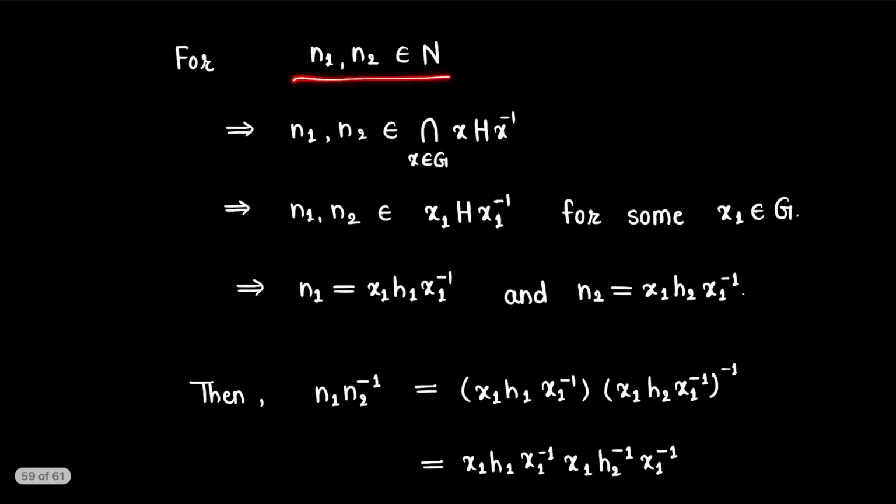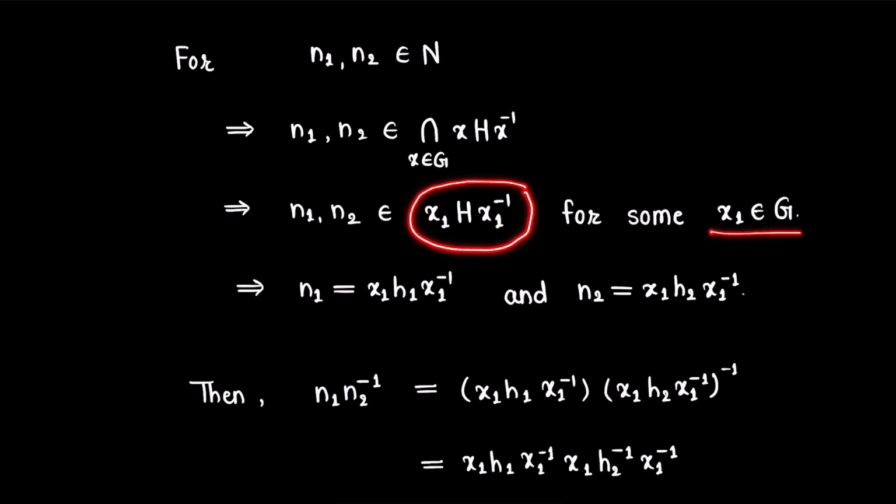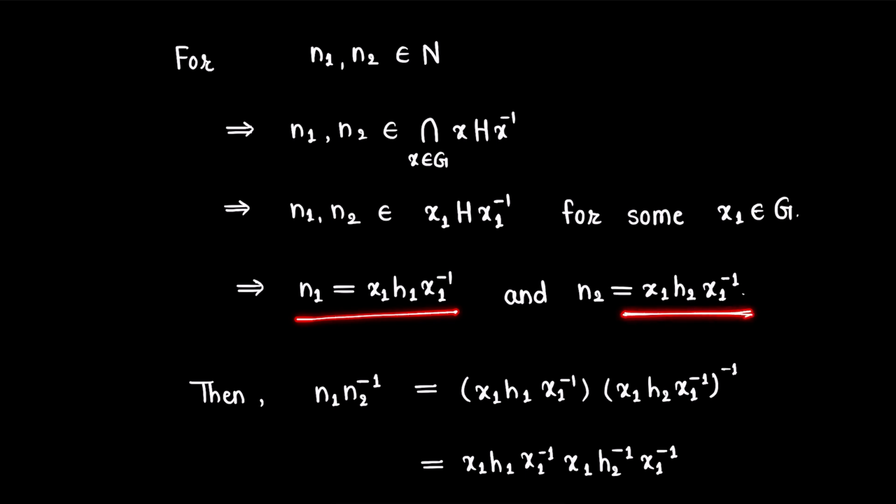Now consider any two elements, say n1 and n2 in N. Then n1 and n2 belong to this intersection, and as n1 and n2 are in this intersection, n1 and n2 will be elements of x1 H x1 inverse for some x1 in G. Thus we can write n1 as x1 h1 x1 inverse and n2 as x1 h2 x1 inverse for some h1 and h2 in H.